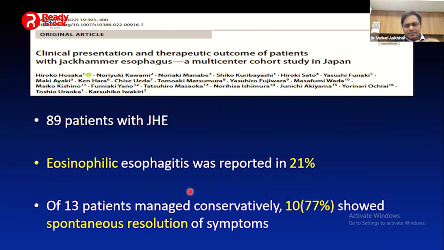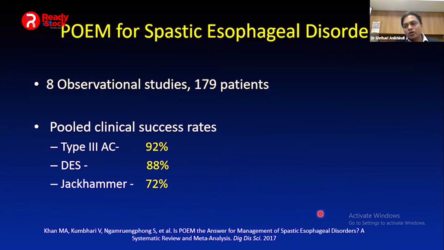Okay, so this was a very important study which was published by a Japanese group. So 89 patients who were diagnosed as jackhammer esophagus, eosinophilic esophagitis was reported in 21%. So a significant proportion of patients. And 77% of the patients who were managed just conservatively showed complete resolution over a period of time. So again, what I mean to say is, for conditions like DES or jackhammer, try to go in for conservative management first before you go in for a therapeutic procedure. Try for at least 3 to 6 months.